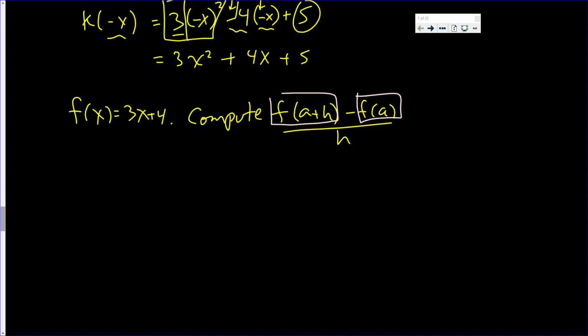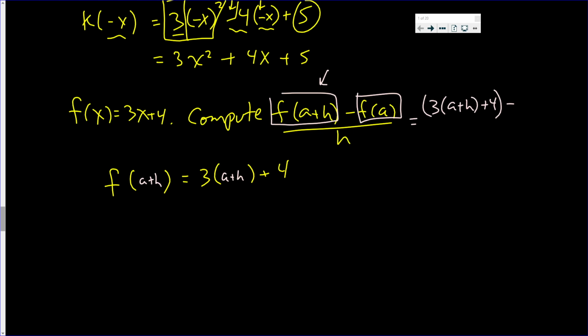Now, you have f of... okay, so we'll do them separately. f of x is equal to 3x plus 4. If they put a plus h in the brackets, so do you. So we have 3 times (a plus h) plus 4. That's just that part. Minus f of a.